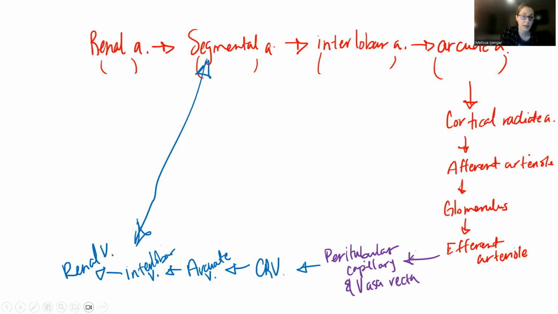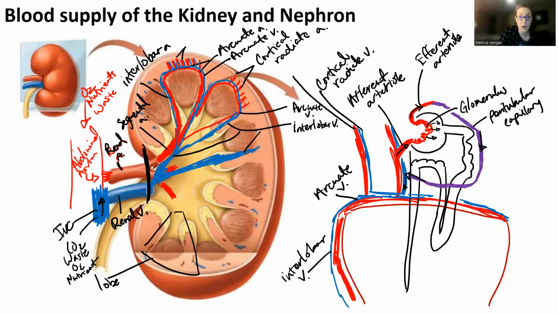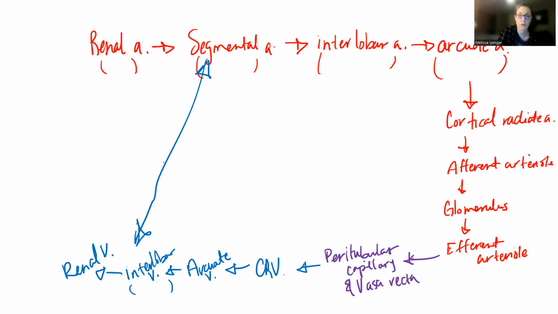And then what you might want to again think about is where do you find the interlobar vein? Is it the same place you find the interlobar artery? Yes and no, because the interlobar vein is going to be found in the renal columns, but also extending all the way to the renal pelvis. Okay, so think about that. Sounds like a good test question, maybe, to see if you understand.